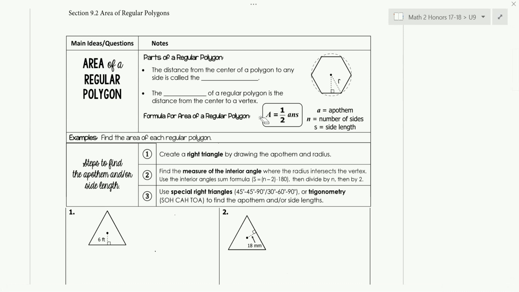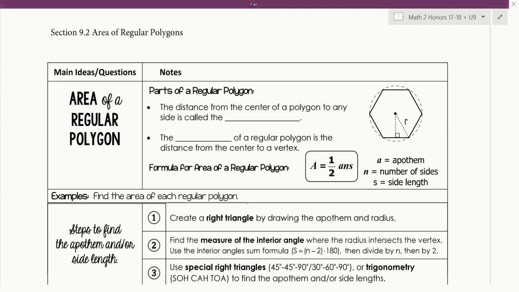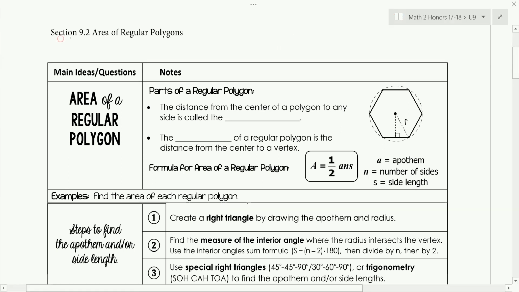Okay, so this is page 8 in your notes, I think. Is that right? Turn to page 8. We're looking at the area of a regular polygon, and specifically for us, we're going to look at the equilateral triangle and the regular hexagon.